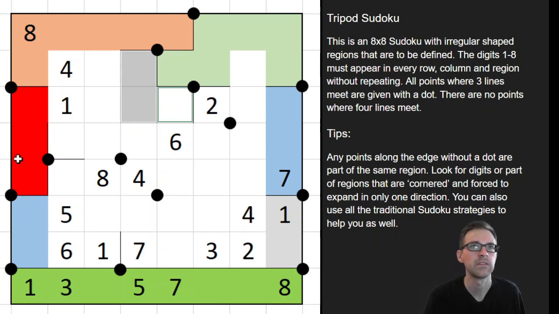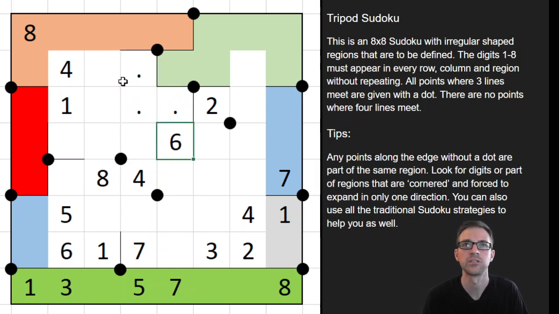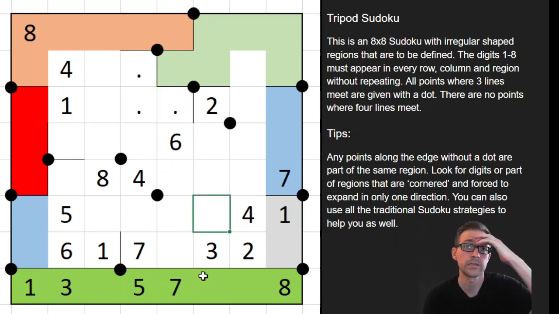Now, I'm not sure. It could technically be part of this red, I think, right? 1, 2, 3, 4, 5, 6, 7, 8. It could be. So I'm going to highlight this, and I'm going to put a little dot here. I'm not going to color it because I don't know if it belongs to this region or a different region, but I know that these three are part of the same. Okay, so at this point, I think it's time to start looking at numbers.